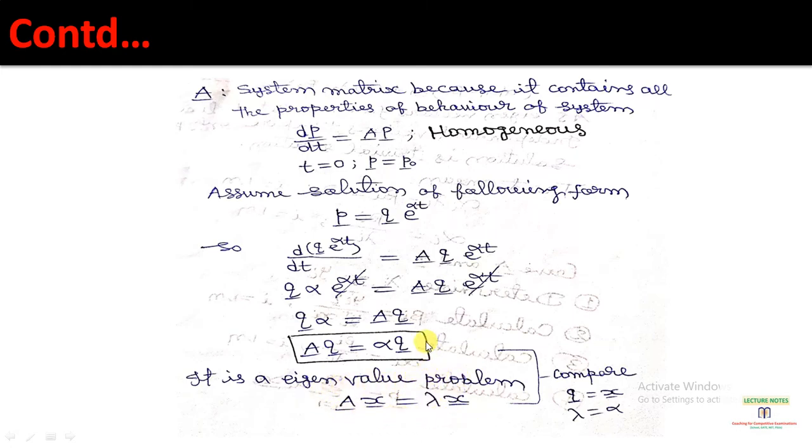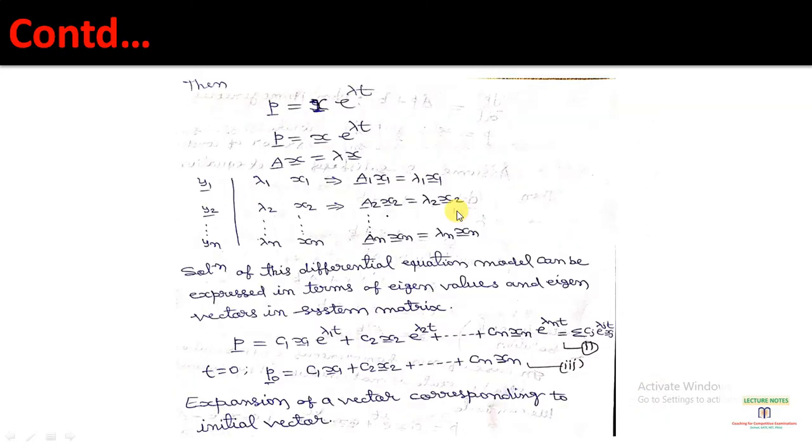So we will compare these two equations. We get q equals x and lambda equals alpha. So we'll put these values in this equation. So p equals x e to the power alpha t, that is, e to the power lambda t, since alpha equals lambda. So A x equals lambda x.